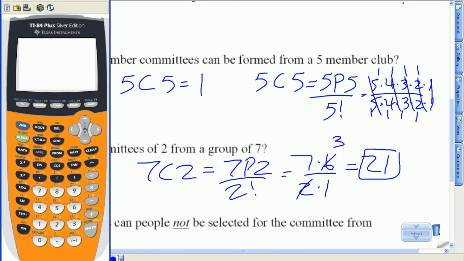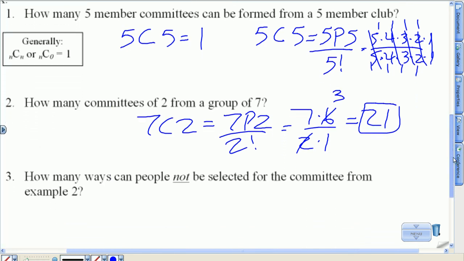We type in 7. We hit the math button. We arrow over to the PRB tab, and you'll notice that nCr is the 3rd thing in the list. We get that 7 nCr to appear on our screen, enter the number 2, and there's your answer, 21.